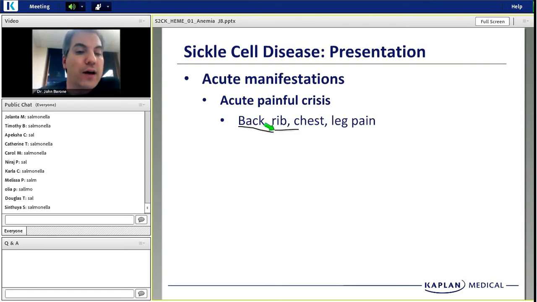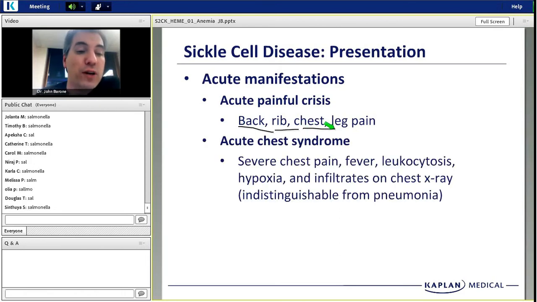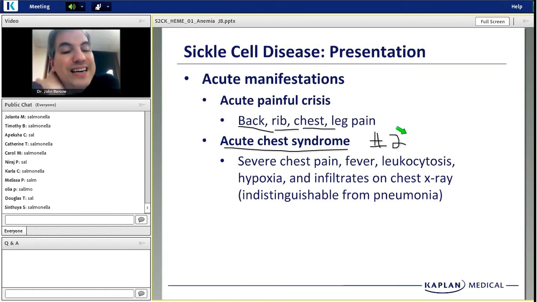Especially the back, the ribs, the chest, because the sickle cells tend to get stuck in the bone and joints. Unfortunately, if it gets stuck in the chest, this is the number 2 killer of sickle cell. Number 1 was strep pneumo. Number 2 is called acute chest syndrome. If the sickle cells are stuck in your lungs, you can't breathe. You're basically infarcting your lungs.